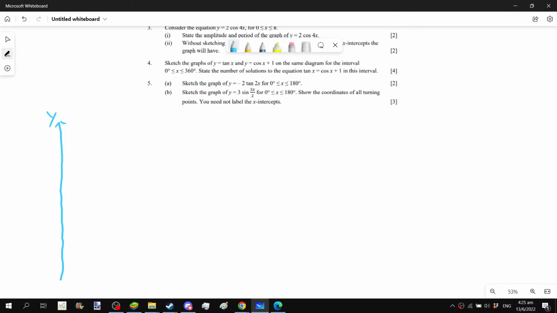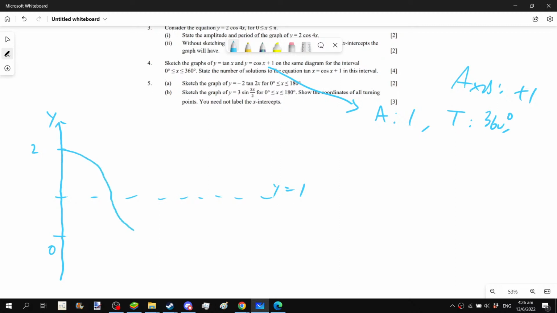Now, cosine x plus 1 is interesting. The amplitude is 1, the period is 360, but the axis is positive 1. So you're going to have to imagine we have the horizontal line y equals to positive 1 over here. And then afterwards, the amplitude is 1, so you expect to go up to 2 and to 0. From here, then you can draw in your cosine shape that you should be very familiar with now.